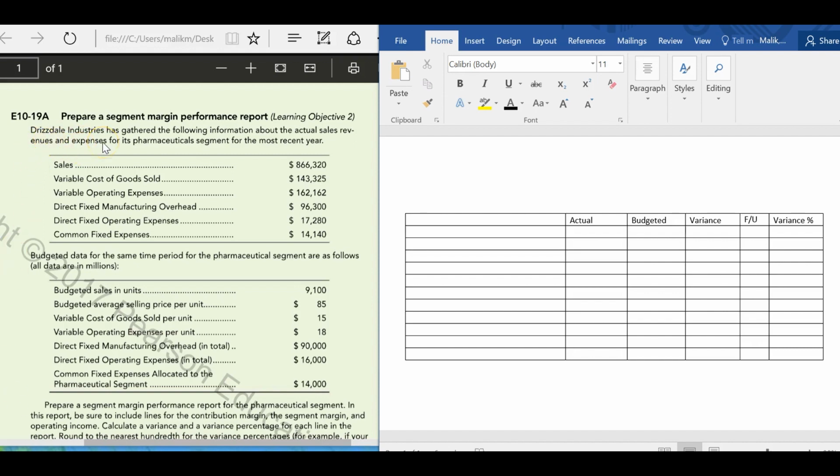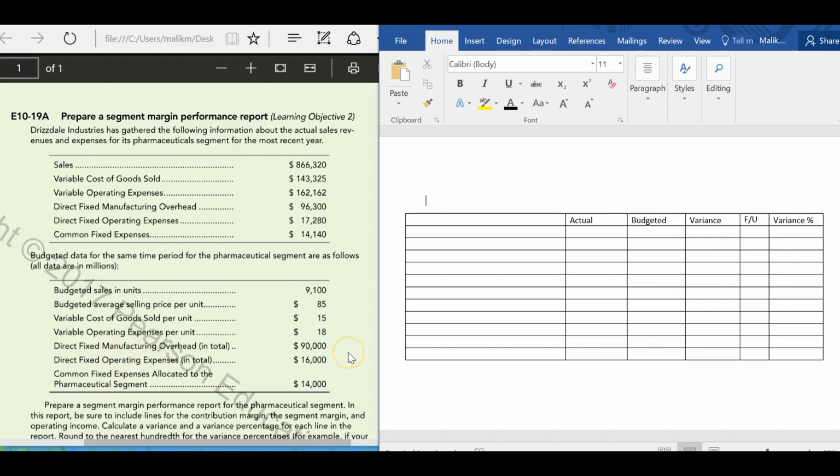It says that Digital Industries has gathered the following information about the actual sales revenue and expenses for its pharmaceutical segment for the most recent years. So these are the actual numbers, and you also have some information about the budgeted numbers. Budgeted sales in units were 9,100 units. Budgeted selling price per unit is $85, and you know all these variable components per unit budgeted information and fixed components information.